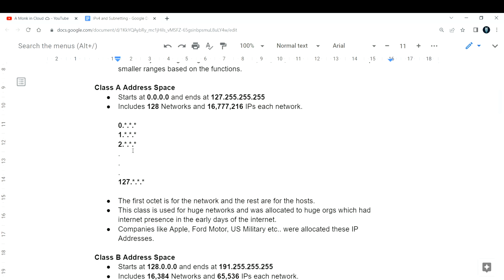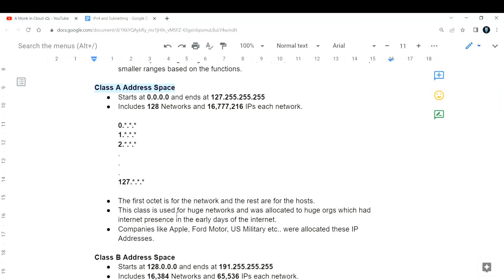Okay, so the very first octet is for network and the rest is for host. The first octet that you're seeing, the one that I've highlighted, is for network, and the remaining three of them are for hosts in the case of class A.